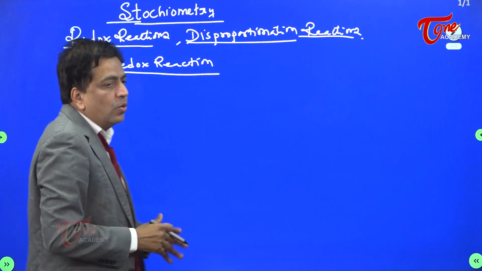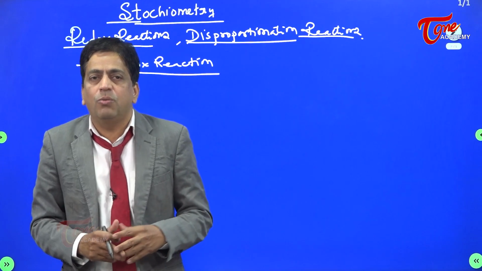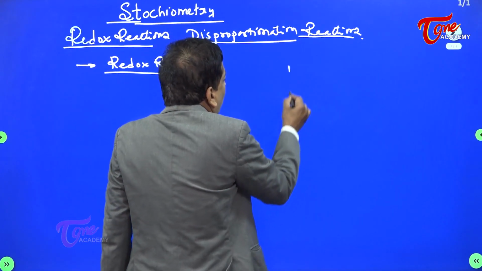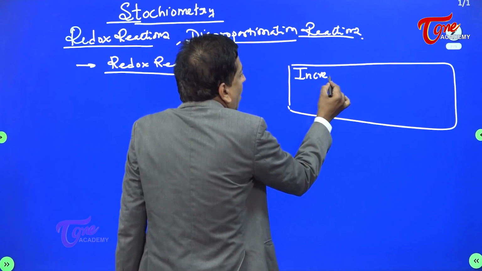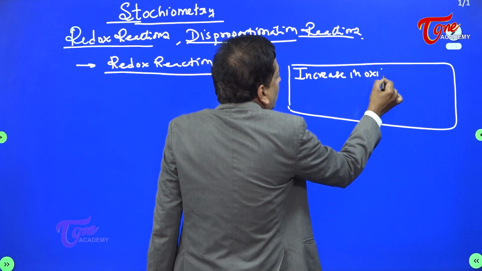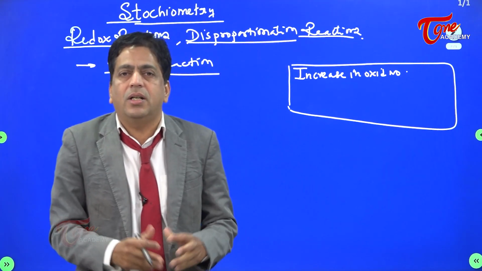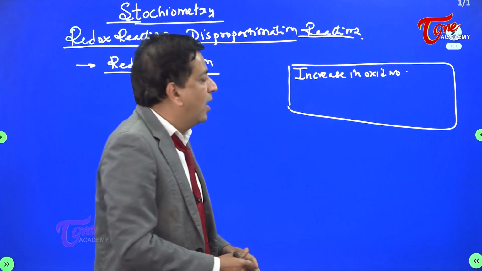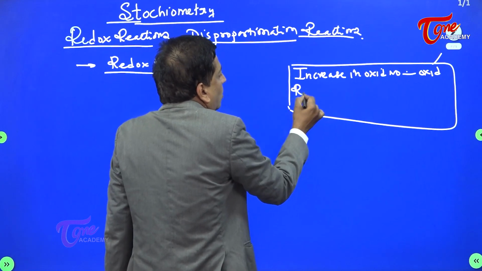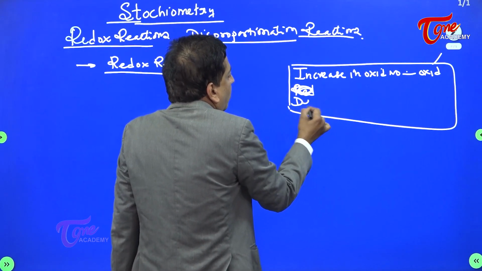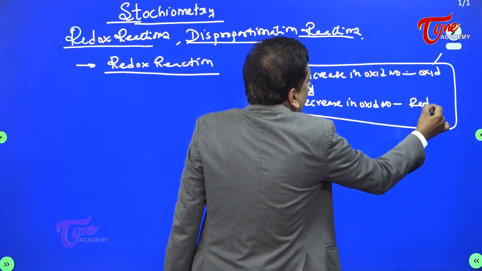What is a redox reaction? If we wanted to know, first of all, we should know what is an oxidation reaction and what is a reduction reaction. Let me tell you, this is what it is. When there is an increase in oxidation number of an element in a compound, in a reaction, then we call it oxidation. And a decrease in oxidation number, we call reduction.